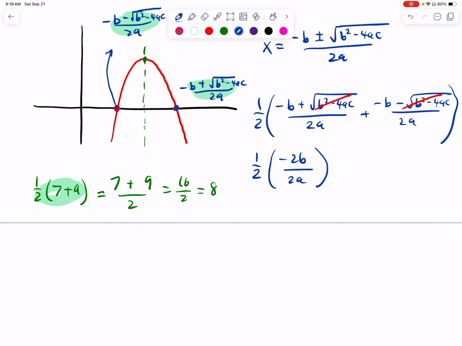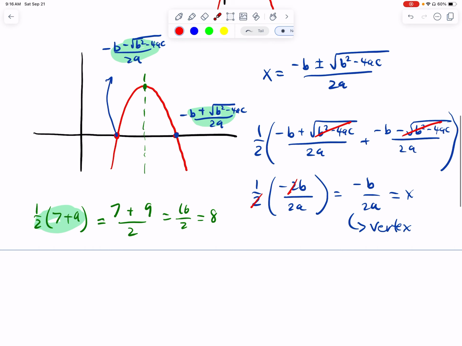Now the half that's on the inside, I'm just going to take half of that top number. So I cancel that out. Essentially, that's a 2 over a 2. And it reduces to a negative b over 2a. This is the x-coordinate of your vertex. It is also the equation of the axis of symmetry.